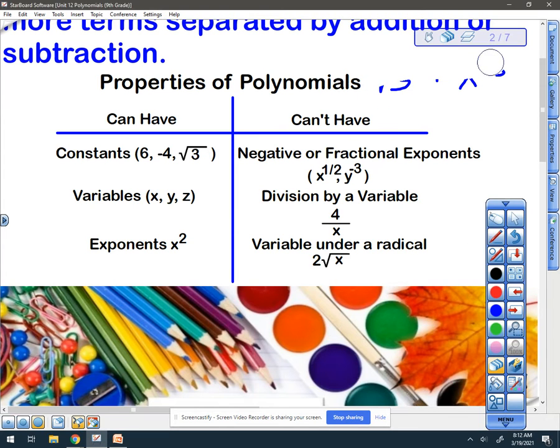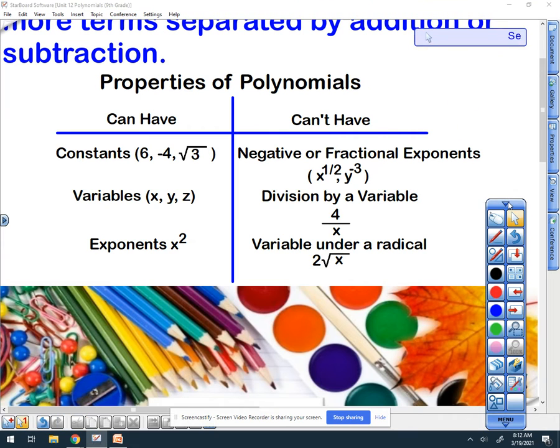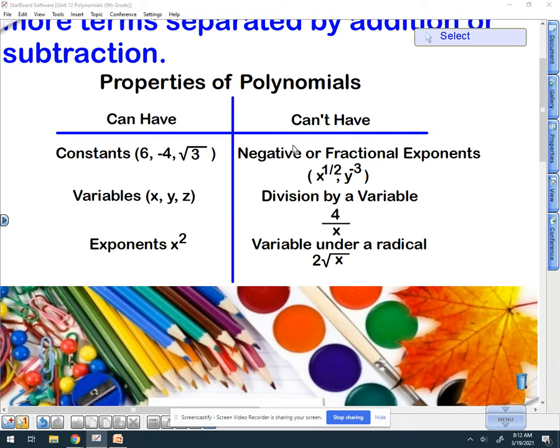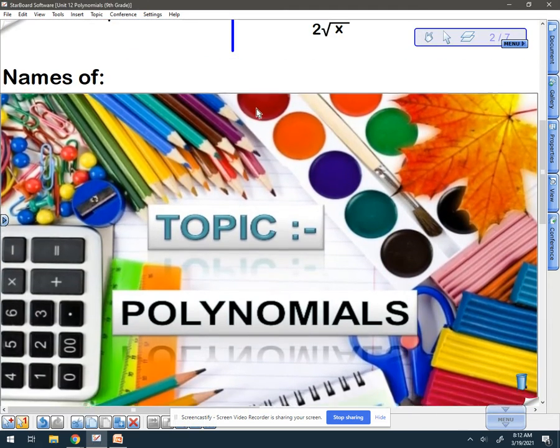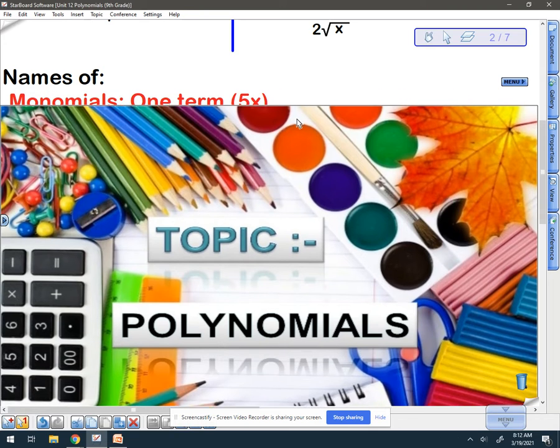All right, so make sure you have these written down so that you know the difference between is it or is it not a polynomial, because you'll have to do that on your assignment. If you need to pause the video and write those down, go for it. So, names of polynomials. This is another thing you're going to have to do. You're going to have to name what type of polynomial it is.